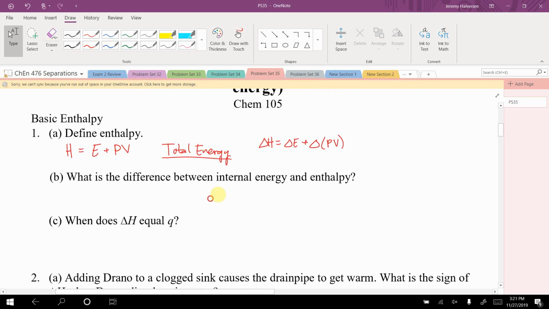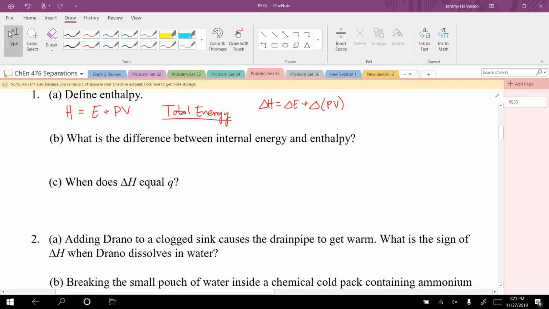Cool, and then when does delta H equal Q? This matters for us. So let's talk about this. If I have delta H equals delta E plus delta PV, I could break that up into delta H equals delta E plus P delta V plus V delta P. This is the chain rule, essentially distributing a change in something. You distribute it to the first thing, and then you distribute it to the second thing, and you add them together. That's just calculus. You don't really need to worry about that, but these two things are equivalent to each other.